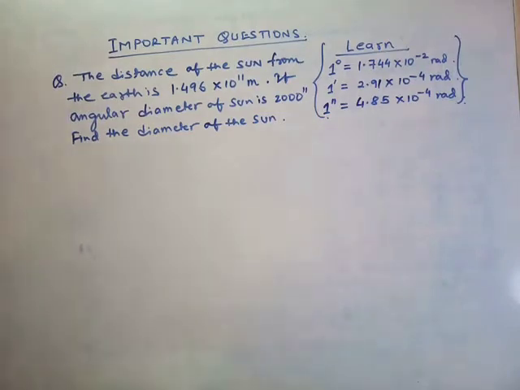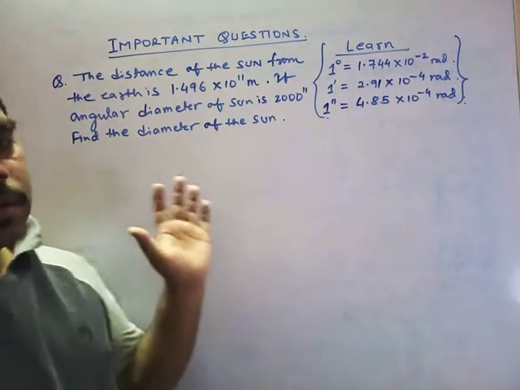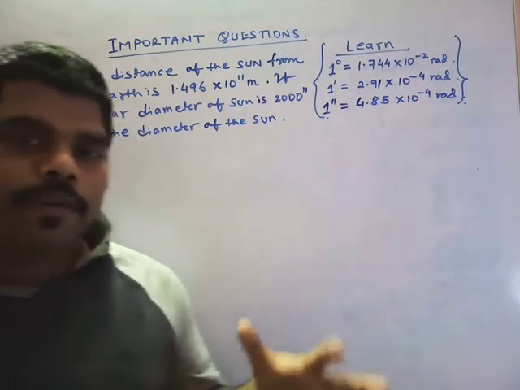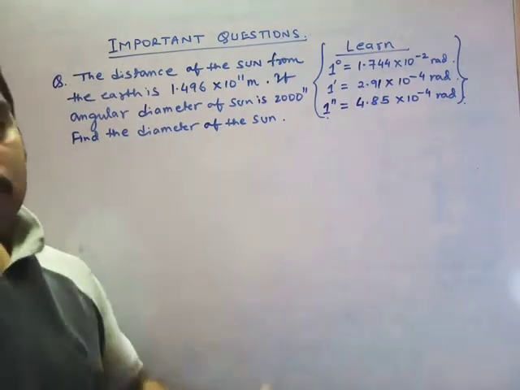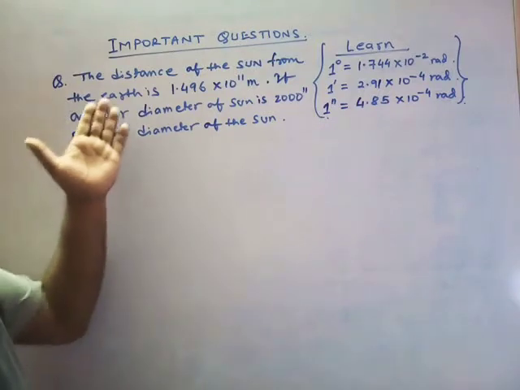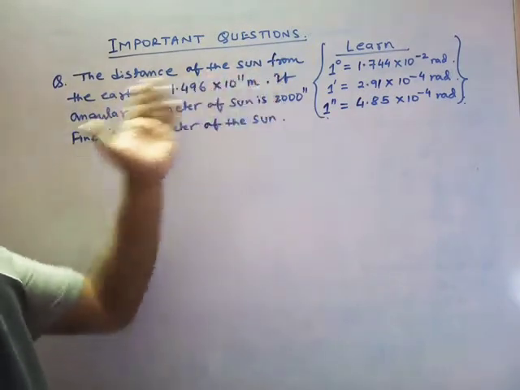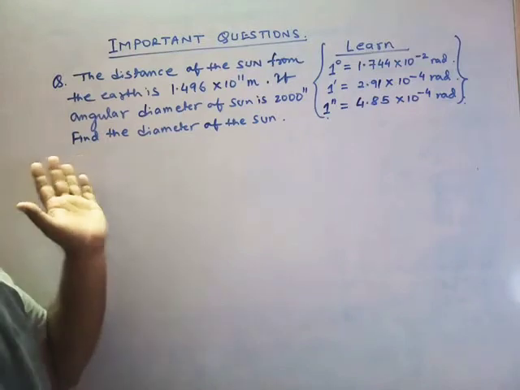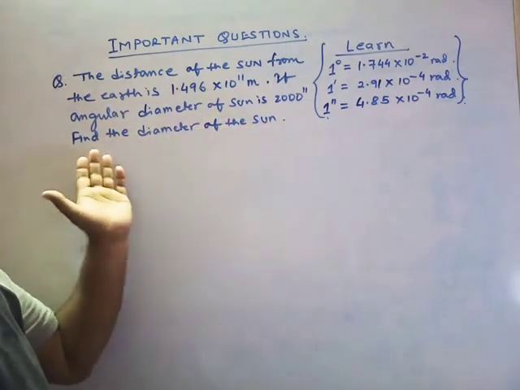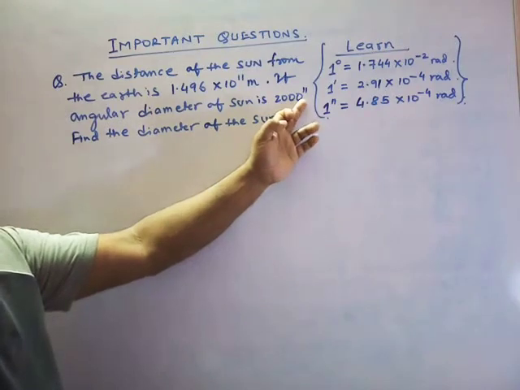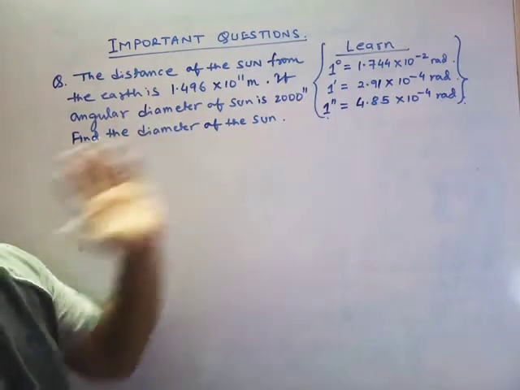Good morning, students. Now, here are some important questions related to the chapter SI units and dimensions. I think you need some numericals or questions related to that. So the question is very simple. The distance of the sun from the earth is given to you, right? The angular diameter of the sun is 2000, definitely in seconds. Then find the diameter of the sun.